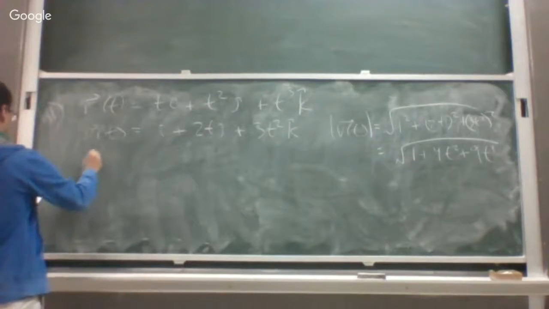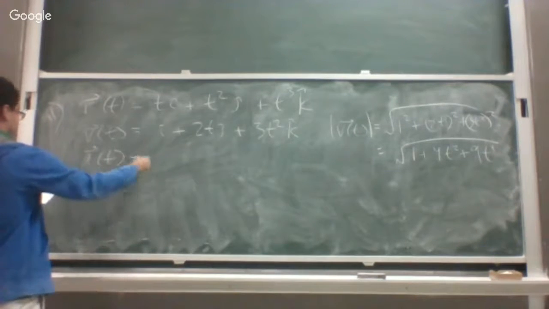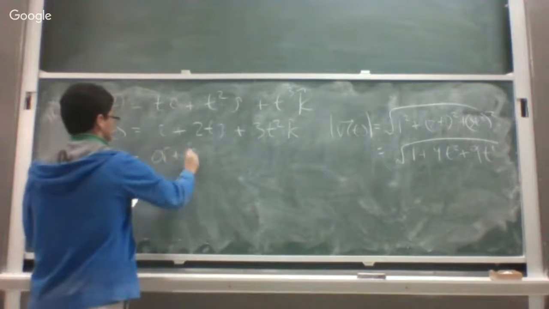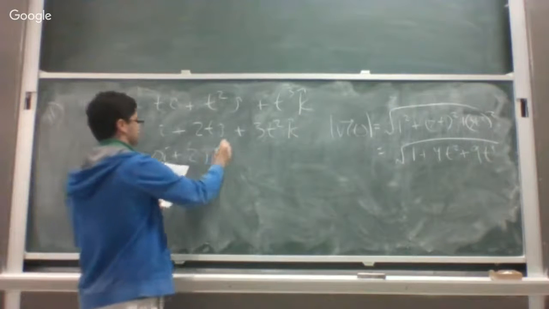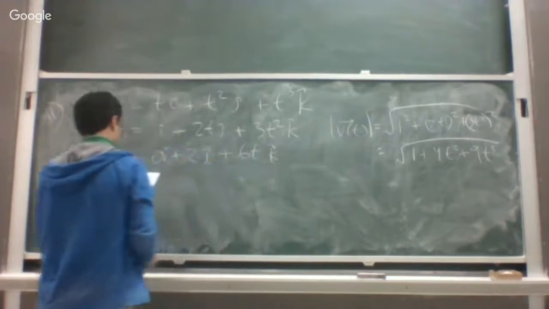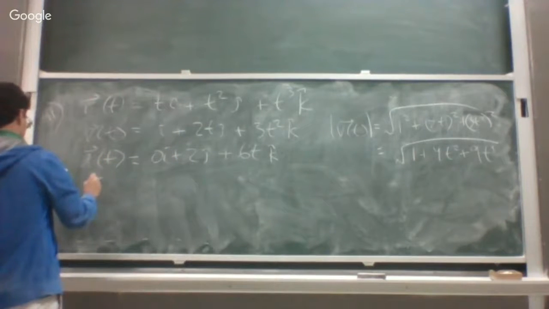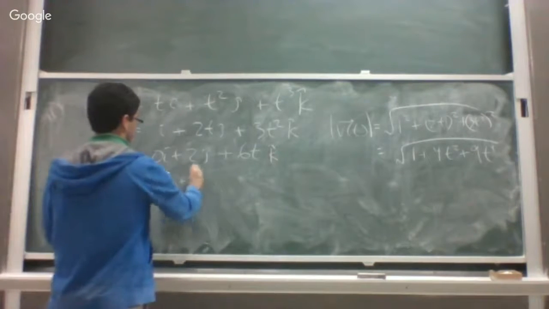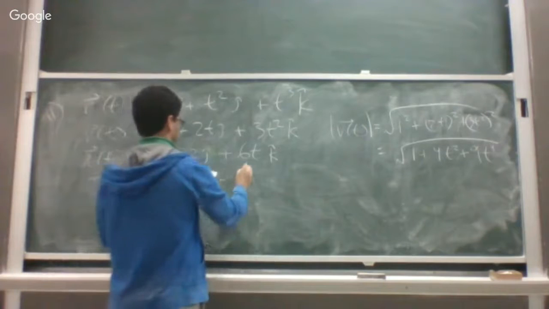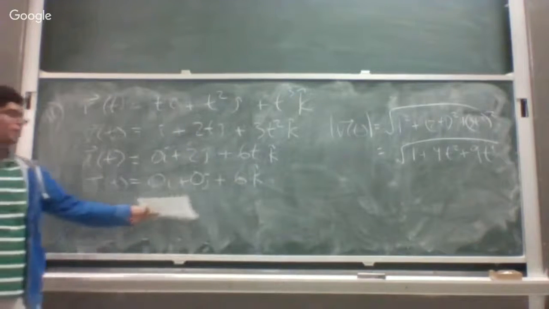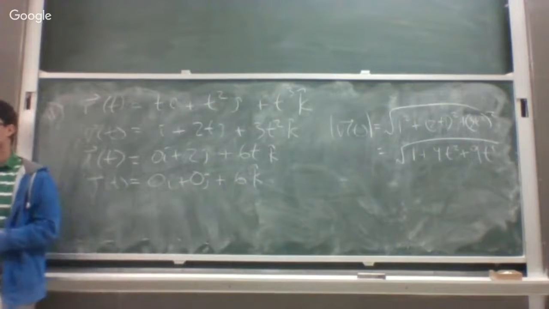The acceleration is the derivative of that. What did you guys get? 0i plus 2j plus 6tk. Yep. And then jerk was 0i plus 0j plus 6k. You can just write the k part. You don't need to write the zeros though.